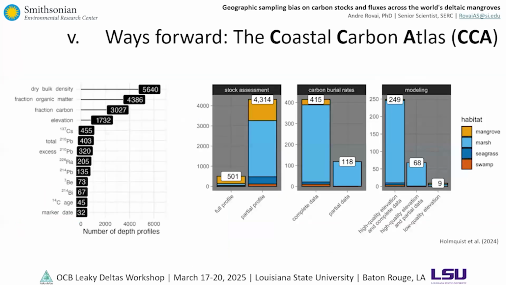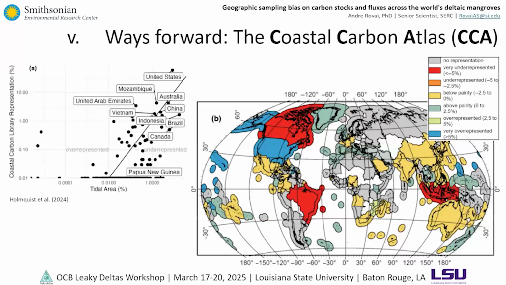So here's the structure of the database. You can see right here by parameter: bulk density, organic matter fraction, carbon fraction, your dated cores, and here's the number of samples or cores that we have cataloged in the database. Here's how many cores we have with a full profile and partial profile, showing you what they're suitable for. So there's a lot of cores that have been curated, QC'd, archived in a very standardized way that are ideal for stock assessment, ideal for calculating accretion rates, or using for modeling approaches. So it's a really powerful resource.